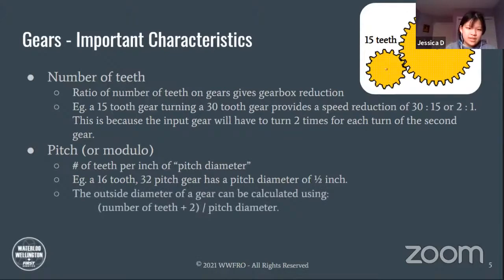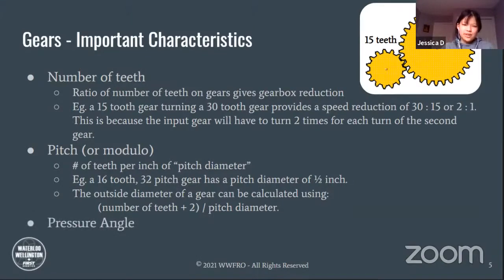And likewise, you can calculate the outside diameter of the gear. So the outside of the entire gear. If you had a circle that just fit that gear, you can calculate the diameter using this equation: the number of teeth plus 2 divided by the pitch diameter. So for this 32 pitch gear with 16 teeth, we take 16 plus 2 gives you 18, and then divide that by 1/2 inch, which is the pitch diameter, which will give you 36, if my calculations are correct.